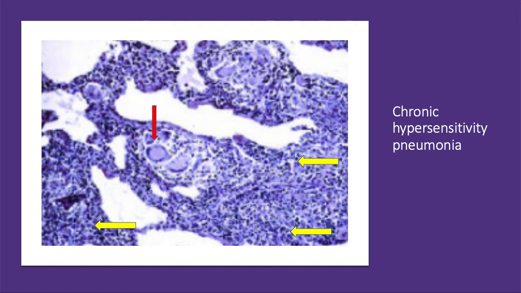Chronic hypersensitivity pneumonia can present a distinctive histopathological pattern when all three characteristics are present: interstitial cellular bronchiolocentric pneumonia, shown by yellow arrows; non-caseating granulomas, shown by a red arrow on the picture; and intraluminal fibrosis or organizing pneumonia. The formation of incomplete non-necrotizing granuloma occurs and can be accompanied by obliterating bronchiolitis in 50% of the cases and by obliterating bronchiolitis with organizing pneumonia in 25%.